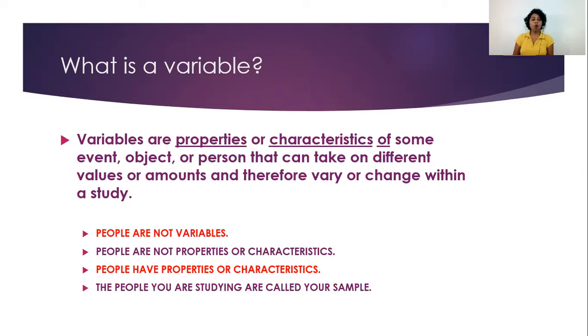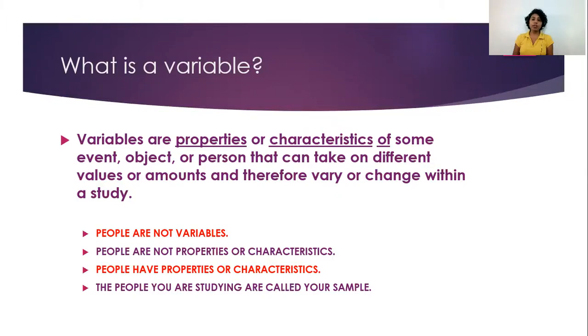Variables are properties or characteristics of an event, meaning something that happens, an object, that's a thing, or a person that can take on different values or amounts and therefore vary or change within a study.